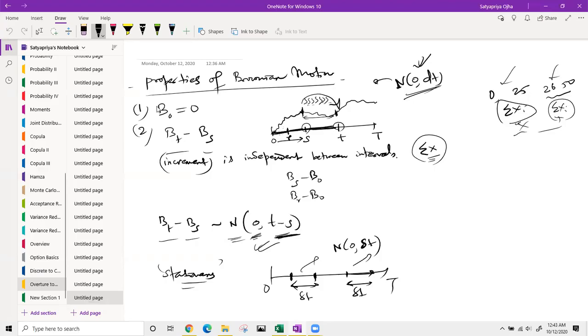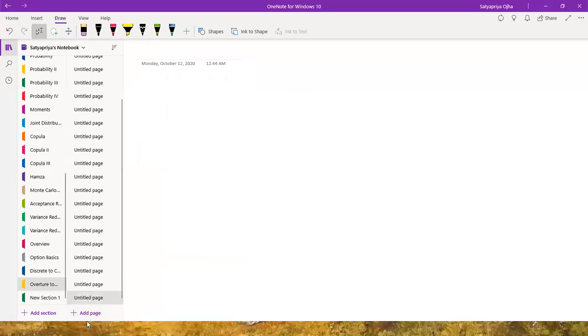Any questions? Properties are understood. This is the picture that will help you to always connect. Any questions, or is it clear? Am I audible, guys? Okay. All right. Let's move on.